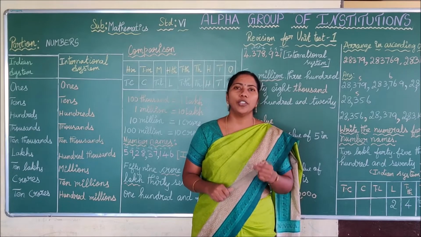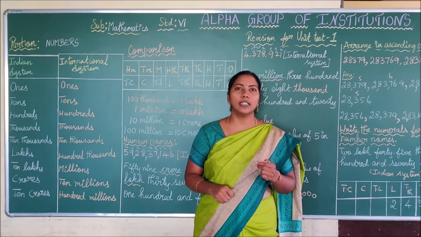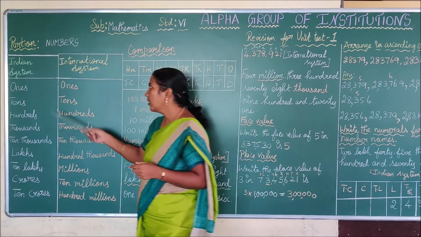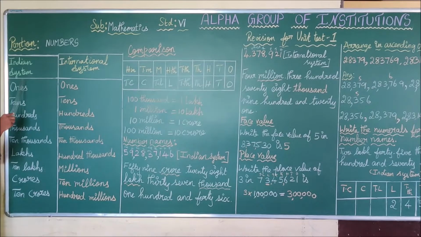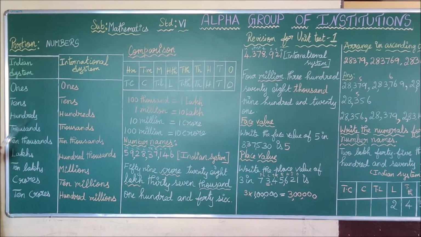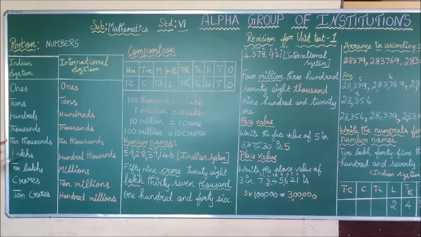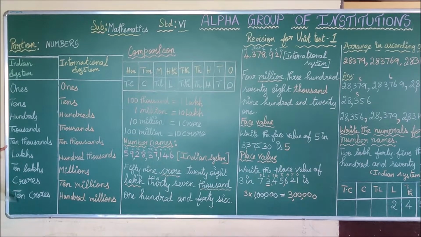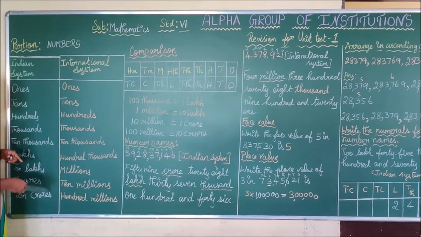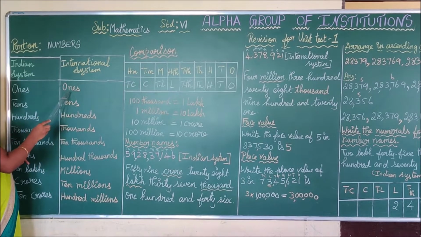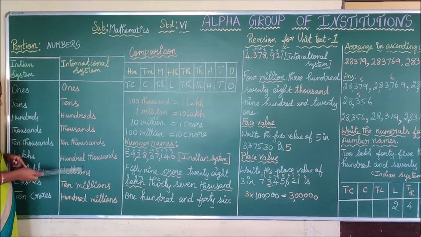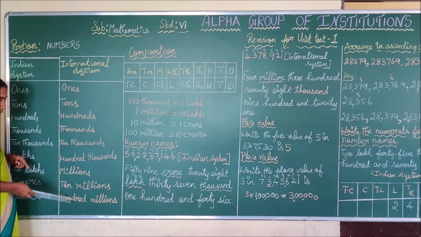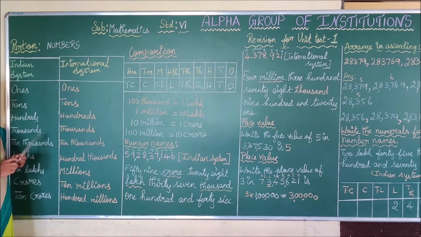Now, we are going to revise some important key concepts in this chapter. Okay? See here. First, we are going to see the Indian system place value. What are the place values of the Indian system? Ones, tens, hundreds, thousand, 10,000, lakhs, 10 lakhs, crores, and 10 crores. What are the place values of the international system? Ones, tens, hundred, thousand, 10,000, 100,000, million, 10 million, and 100 million. These are the place values in the Indian system and international system.